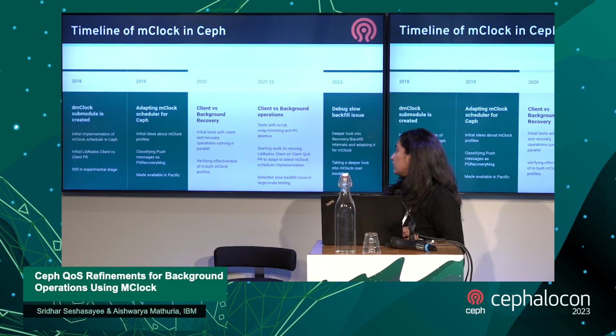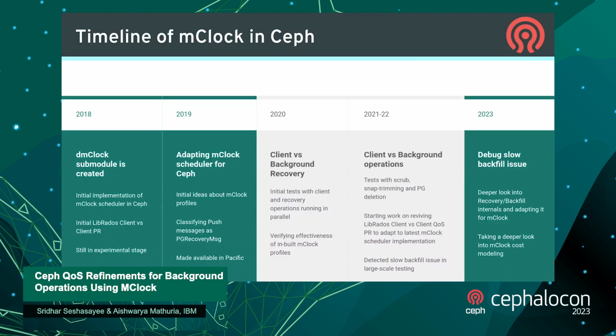In 2020, I think Sridhar started looking into client versus background recovery. We ran tests with client and recovery operations running in parallel to verify the multiple MClock profiles and see if they provided the quality of service. The year after that, we started looking at other background operations as well, such as scrub, snap trimming, and PG deletion. We also started working to revive the client versus client PR mentioned before, because there had been a lot of changes over the years.